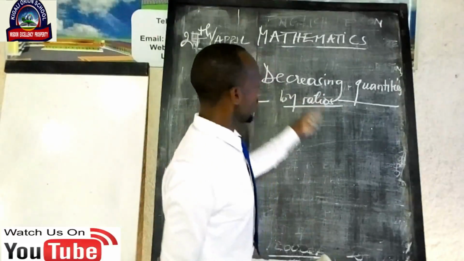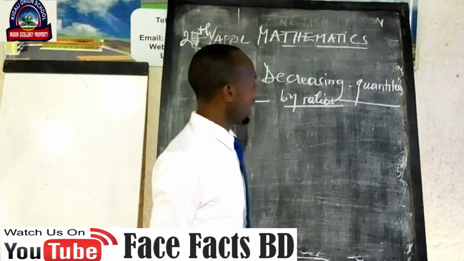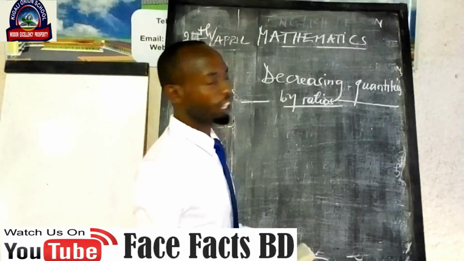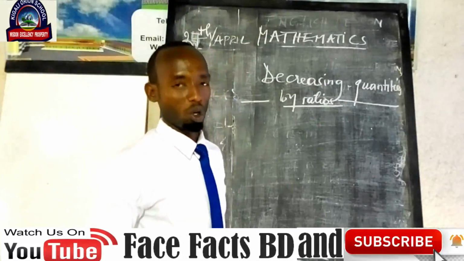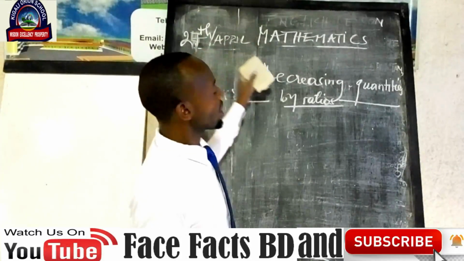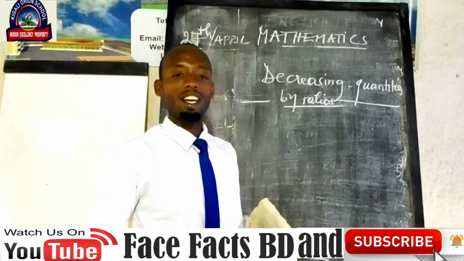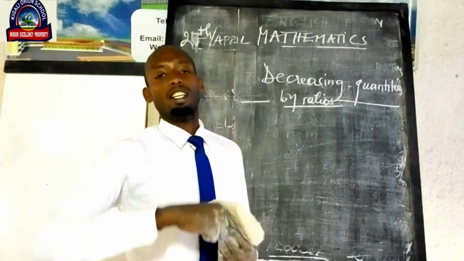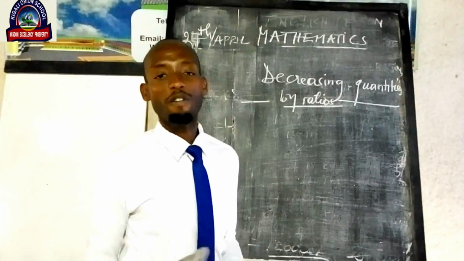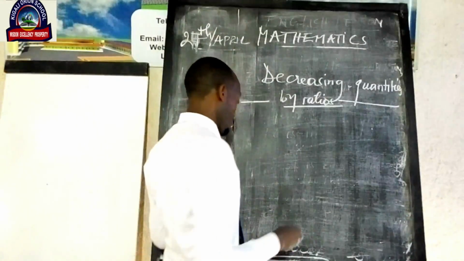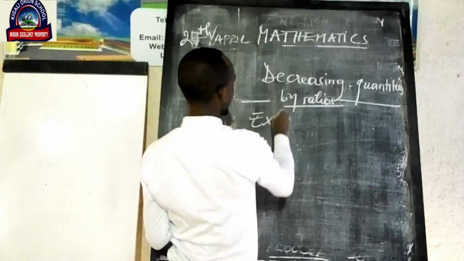Decreasing quantities by ratios. What do you have to know? To decrease means to reduce. There is what we call reduction. If we say decreasing means that the first quantity can be a lot, but the second one should be few. What does it mean? Here, let's come back to an example.